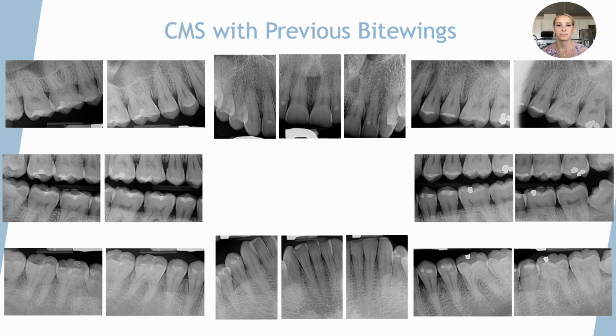So here's the CMS that I took with the previous bitewings that were taken at the initial appointment. As you see on the anterior mandibular films, the tori that is located here, and then there are a couple restorations on the anterior laterals, some composite restorations that I also see.